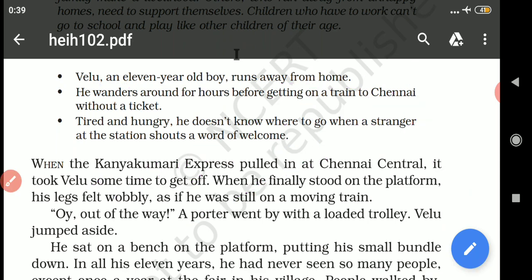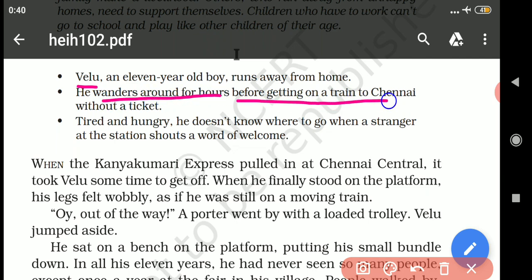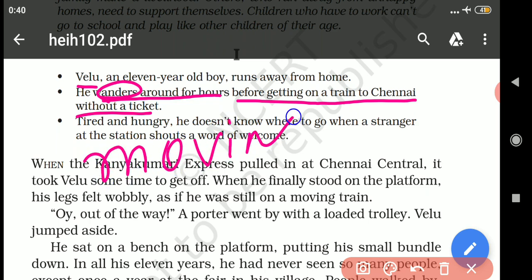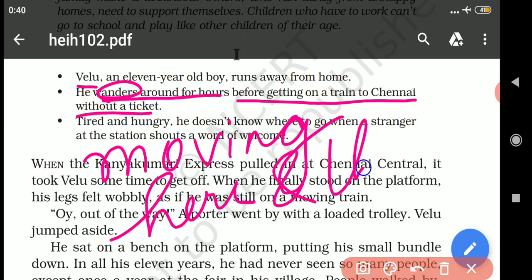So we do not know what the reason was in Valu's house, but Valu has left his family, has left everybody at home, and he has run away. He wanders around for hours before getting on a train to Chennai without a ticket. He wanders. Wanders means moving here and there. Wanders, wandering here and there. Okay, clear?